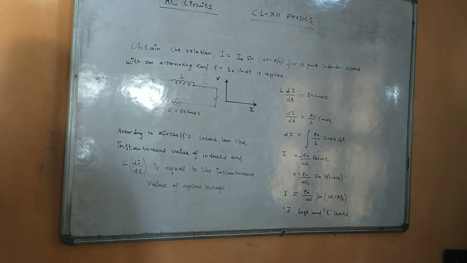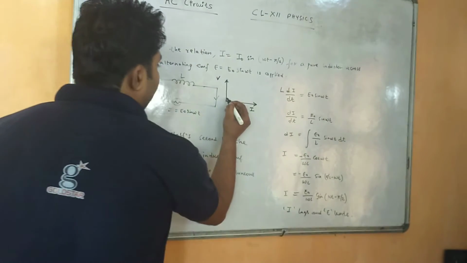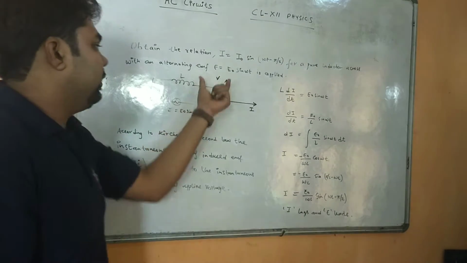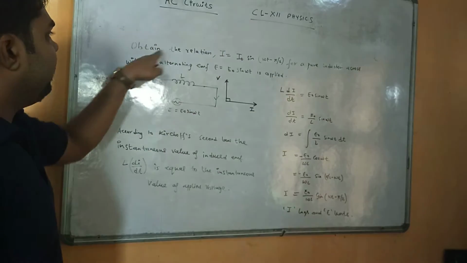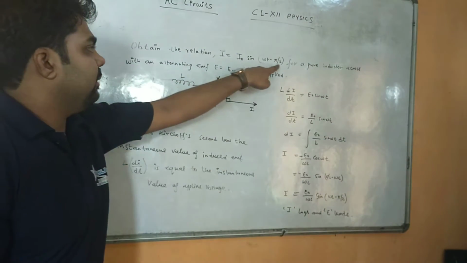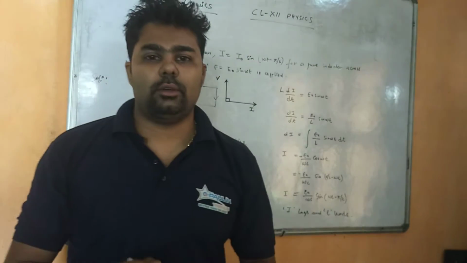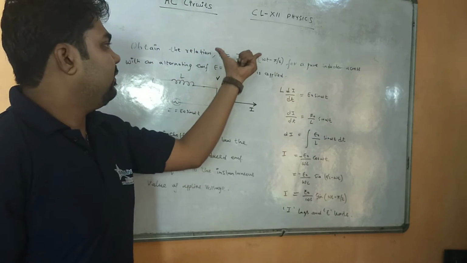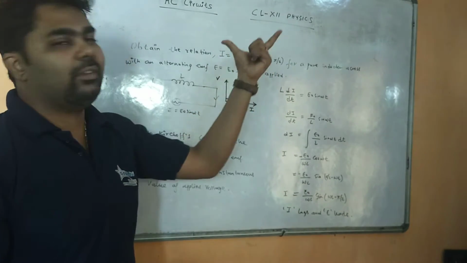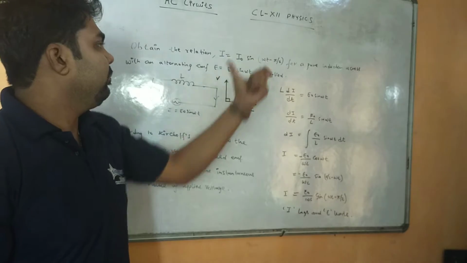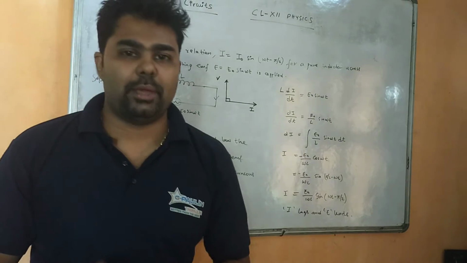The voltage and current in the purely inductive circuit are not in the same direction. There is a difference of 90 degrees. That means the phase difference between voltage and current for the inductive circuit is 90 degrees. So what is the question here? Obtain the relation I equals I naught sine omega t minus pi by 2. In this question we have to show that if the alternating voltage is E equals E naught sine omega t, then what will be the alternating current? It is given by I equals I naught sine omega t minus pi by 2. So this is the derivation of this equation, right? We are going to derive it here and show how the current is lagging behind the voltage.